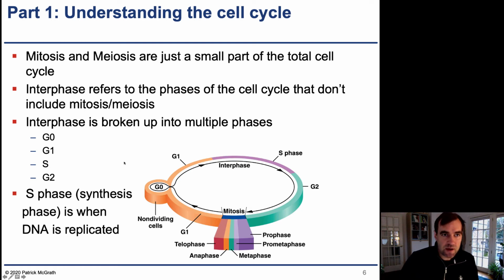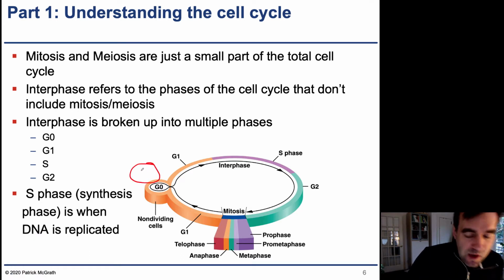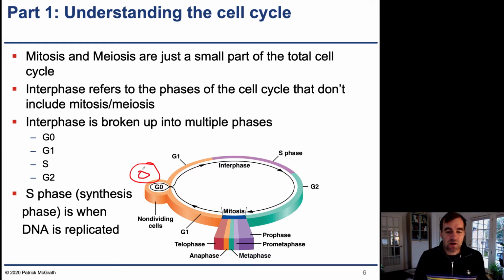Okay, part one, understanding the cell cycle. We'll start out with a brief description of what happens during the cell cycle. So a cell has a cell wall, it has a nucleus, it has DNA within that nucleus. And so this cell has a process called the cell cycle, and the idea behind the cell cycle is simply that the cell can eventually duplicate into two cells. It can divide and replicate into two cells.